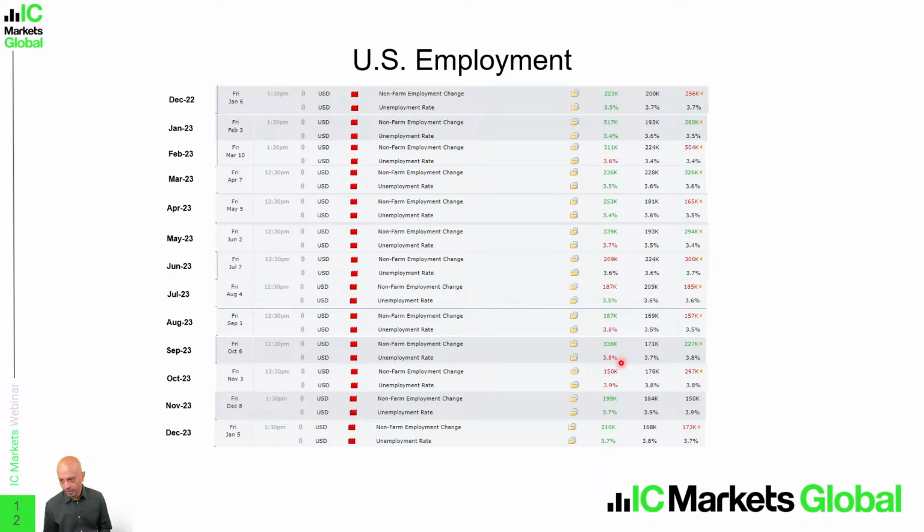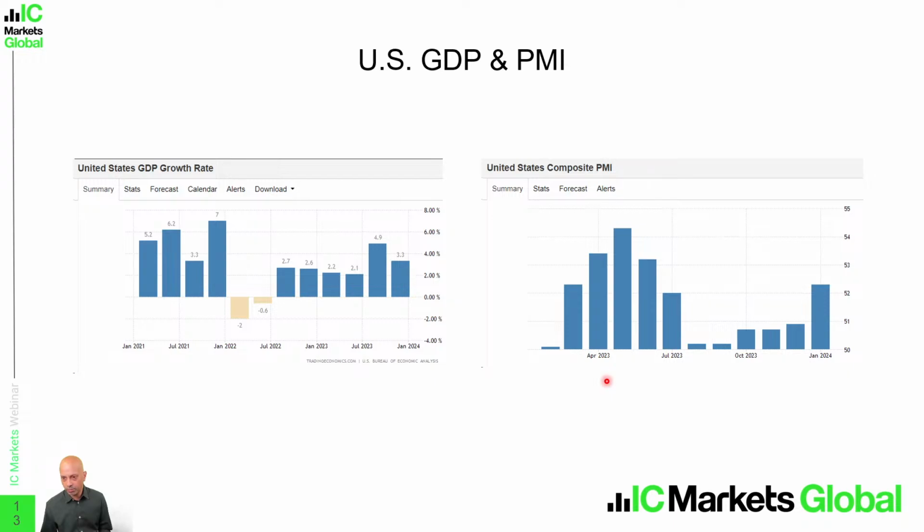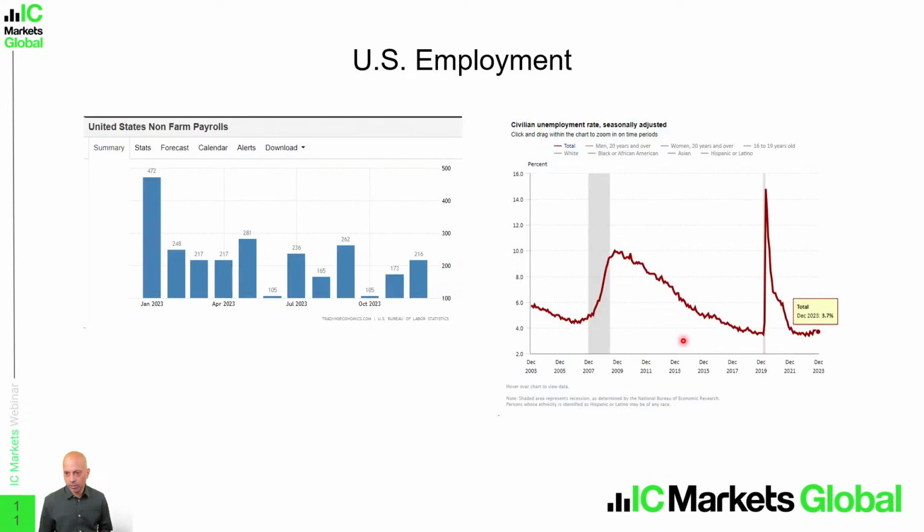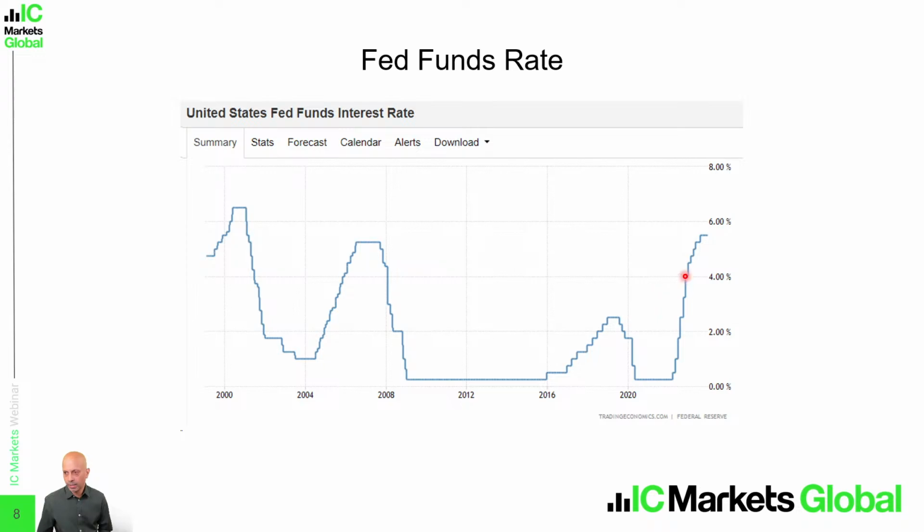So should the NFP numbers for January, which will be released this Friday, show job gains slowing down, then this could potentially function as a bearish catalyst for the US dollar. But we see economic activity in the US is still strong. On the left, we have GDP growth on a quarterly basis, and we have composite PMI activity on the right. So economic activity is still relatively robust in the US, and with the labor market being relatively resilient, it's quite likely the Fed is going to keep interest rates on hold. They're definitely not going to cut at this month's meeting, and definitely not anytime soon.